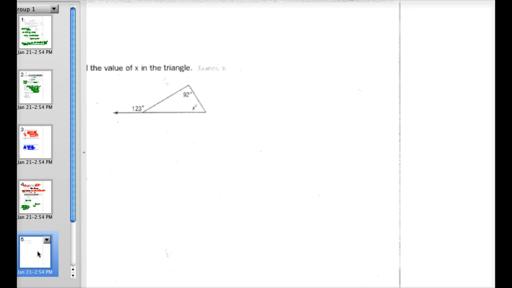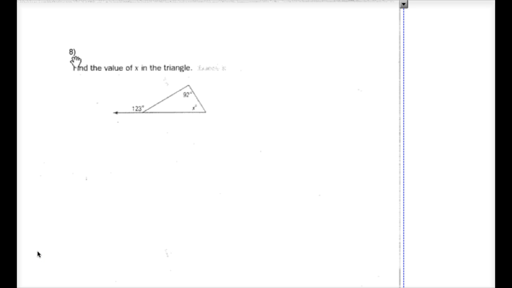Is anybody smart enough to figure out the measure of angle 4 yet? Isn't it supplementary with angle 1? What's 180 minus 57? 123 degrees. They didn't ask us to find that, but we can do it. All right, that's exterior angles. We'll save 8 for tomorrow.